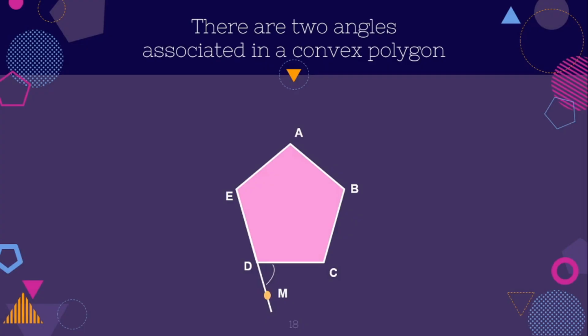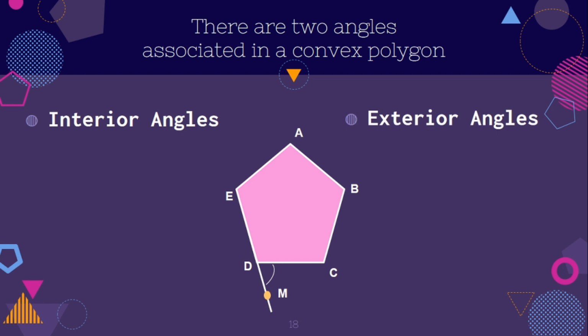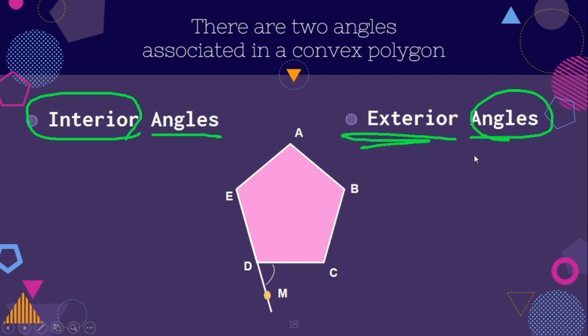Next naman is, we also have these two angles na associated in a convex polygon. Convex, we're talking about convex polygon. So sabi natin, we have interior angles and exterior angles. Diba, sa geometry talaga lagi natin na-encounter yung word na interior and word na exterior. Pag sinabi interior natin sa loob, exterior sa labas. So meaning to say, these are the angles inside and exterior angles are the angles outside the polygon.